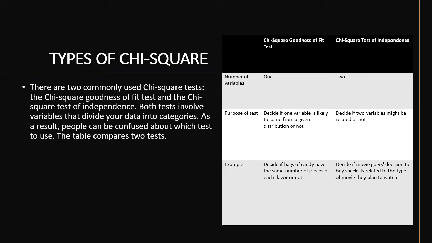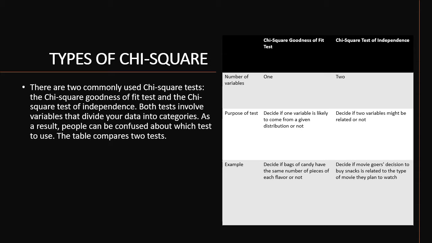The main purpose of the chi-square goodness of fit test is to decide if one variable is likely to come from a given distribution or not. Whereas for the chi-square test of independence, we decide if the two variables might be related with each other or not. For example, if I were given a bag of candy and I have to see if the number of pieces contained in that bag have the same type of flavor or not, then I'll use the chi-square goodness of fit test.